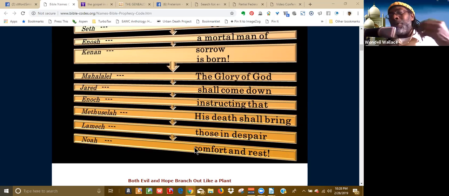Some of those definitions are stretches. I'm going to admit that, and some of those definitions are a little bit embellished, but overall, I agree with the message.